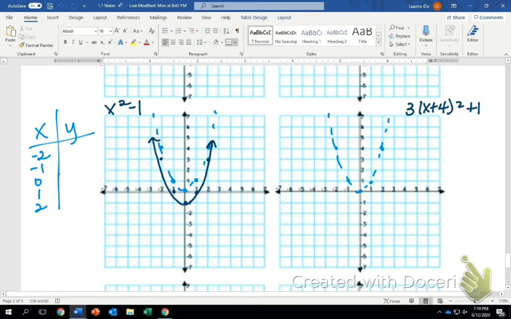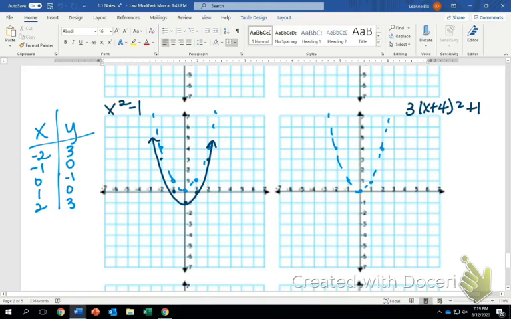-2 squared is going to give me that 4 minus 1, which is 3. Plugging in the -1, I should get 0. And then 0 squared minus 1 is -1. And then after that, it starts to repeat because a quadratic function is symmetrical.